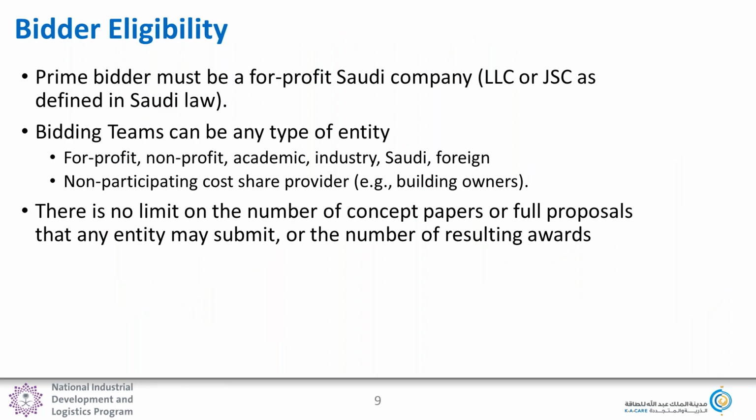So the first thing is bidder eligibility. The primary rule here is that the prime bidder has to be a Saudi for-profit entity. We are open to the participation of any kind of entity in this. You could have academic, you could have an industry coalition, you could have other Saudi companies, you could have foreign companies, foreign universities, whatever. Any of those things are allowed. But the prime bidder has to be a Saudi company, and that has to be the company that has the business case to carry this business forward.